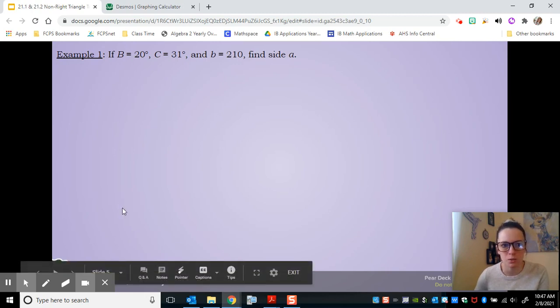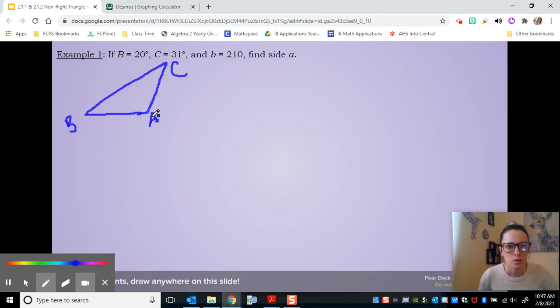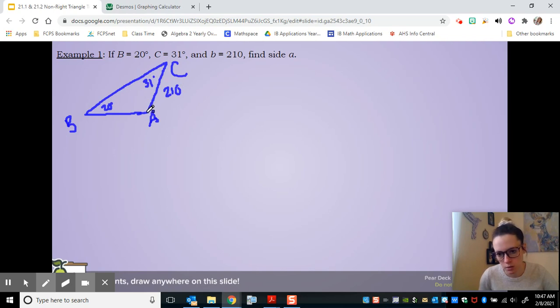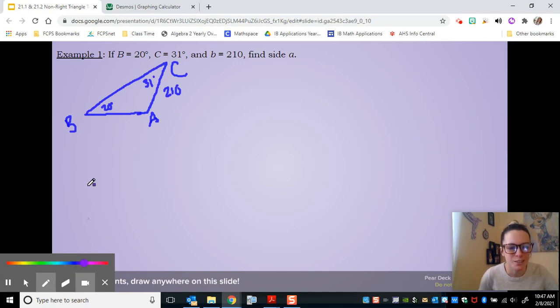So first and foremost, I'm going to draw a triangle just so I can see what we're looking at. All right, so I have my triangle. Angle B is 20 degrees, angle C is 31 degrees, and side B is 210. Note that your triangle doesn't have to look like mine. It does not have to be to scale, right? It's just so that we can put an image in our heads. We're looking for side A.